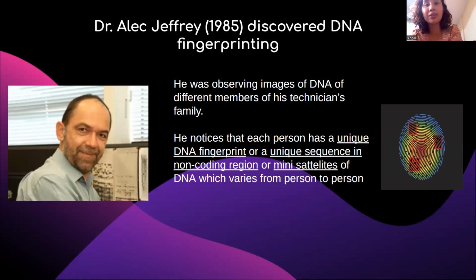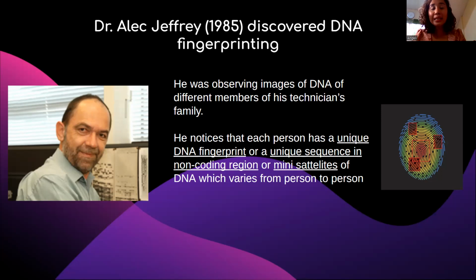But a big contribution there came from Dr. Alec Jeffreys. So in 1985, guys, he discovered DNA fingerprinting. He was observing a series of X-ray films. These X-ray films are DNAs, coming from different members of the family. So this is the DNA X-ray film of mother, father, child, cousin, and all.